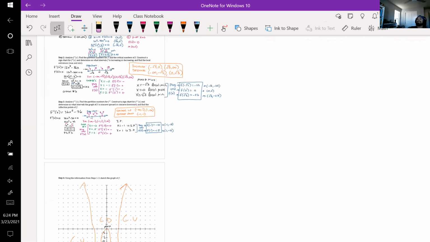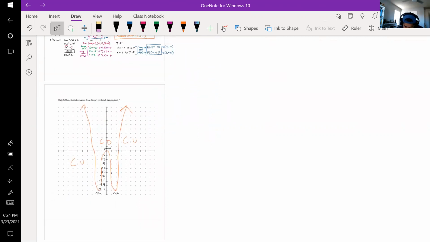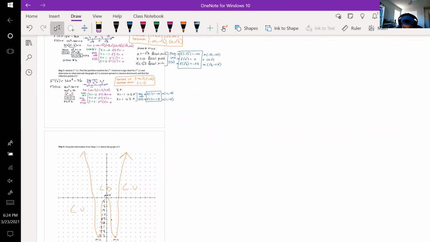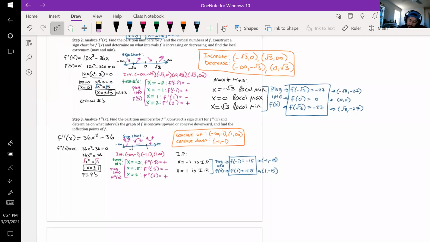Yes, I have a question. Going back up to where you were when you were trying to find the second derivative, how is it that you come up with the 36x squared minus 36? Because we're looking at the first derivative and taking the derivative of that to get the second one.